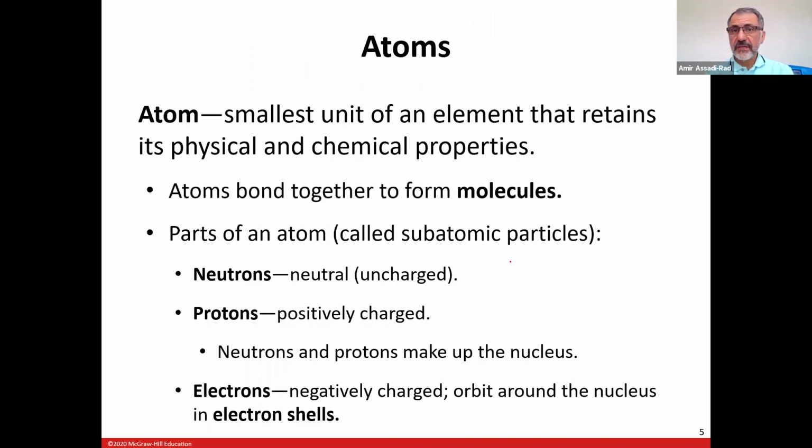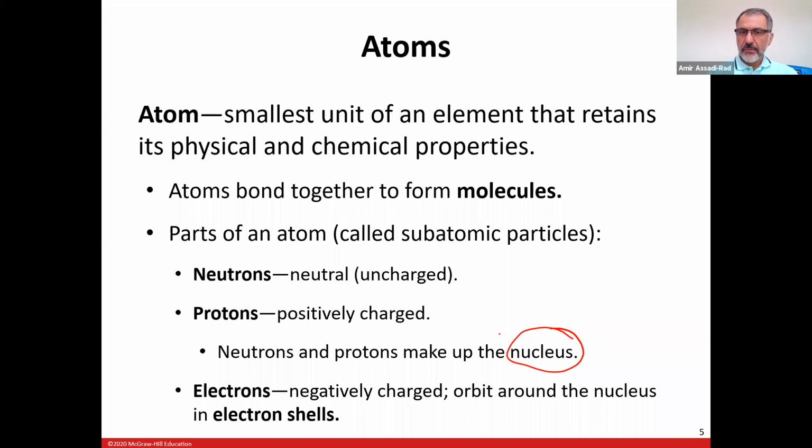Atoms are the smallest unit of an element that retains its physical and chemical properties. We talked about that. Atoms bind together to form molecules. Parts of an atom are called subatomic particles, which are neutron, proton, and electron. Neutron, as its name appears, does not have any charge. Proton is positively charged, and these 2, protons and neutrons, are in the nucleus of an atom.